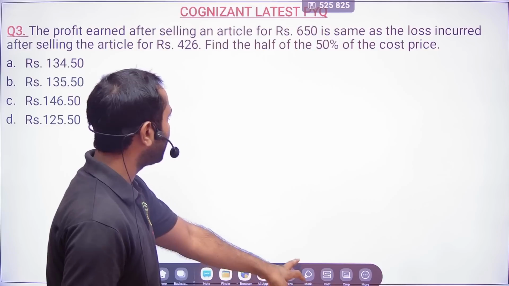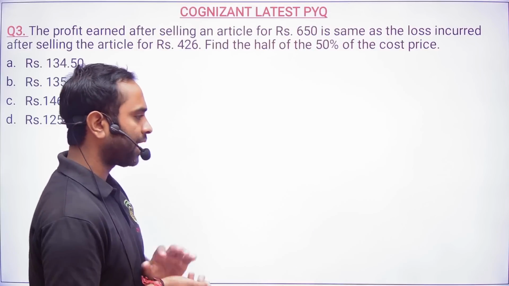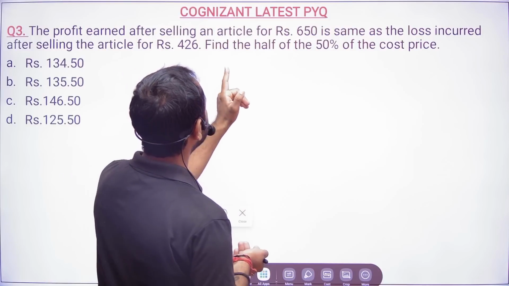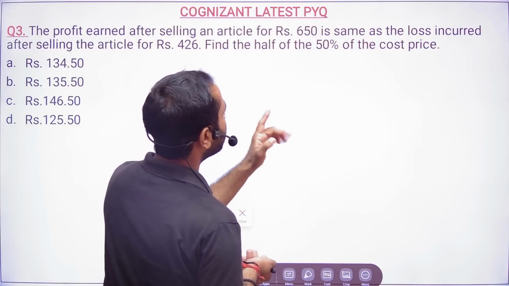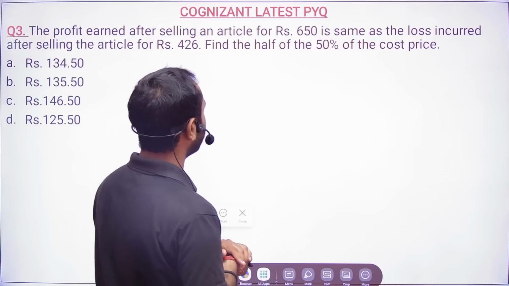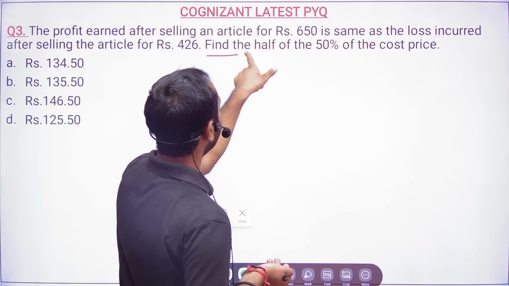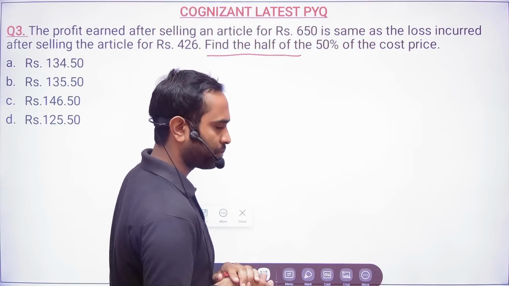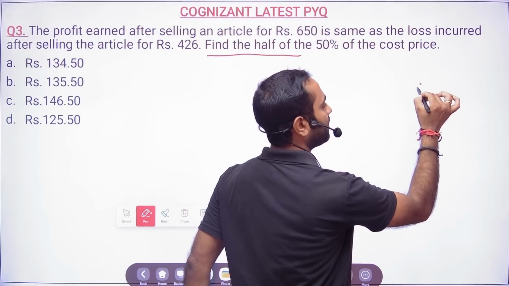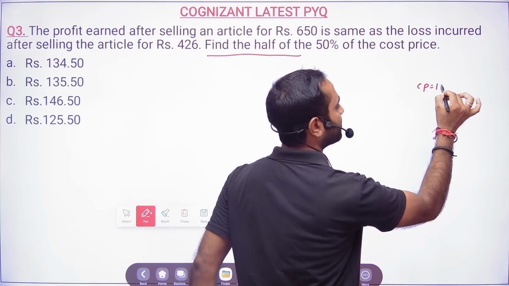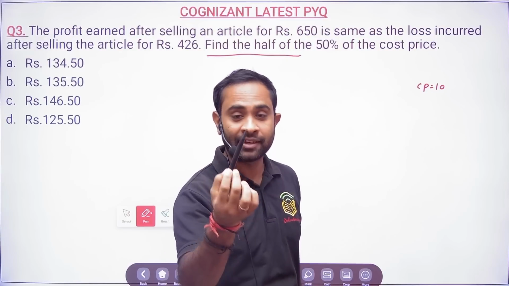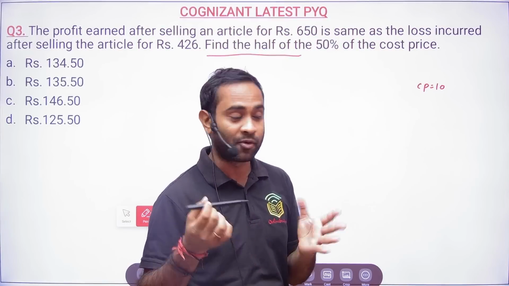Now question number 3 here is a question from the topic profit and loss. The profit earned after selling an article for rupees 650 is the same as the loss incurred after selling the article for rupees 426. Find half of the 50% of the cost price. So friends, the first thing you need to understand is, suppose you buy an item at 10 rupees. Item means pen, pencil, all these are items.